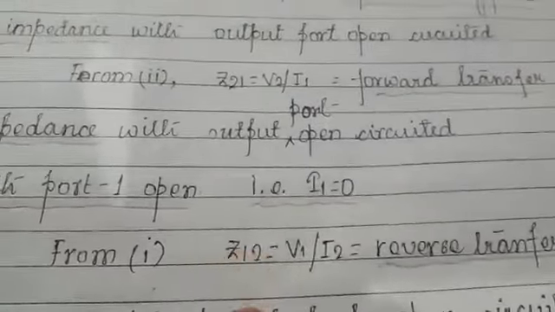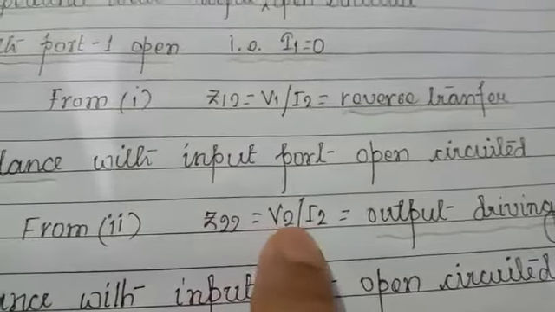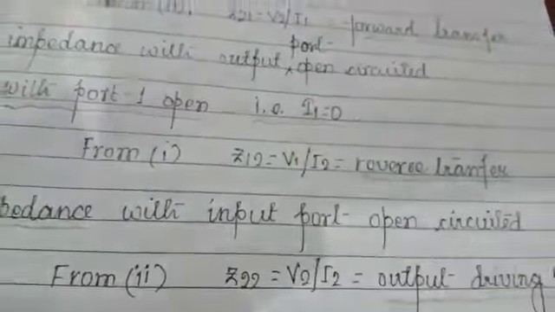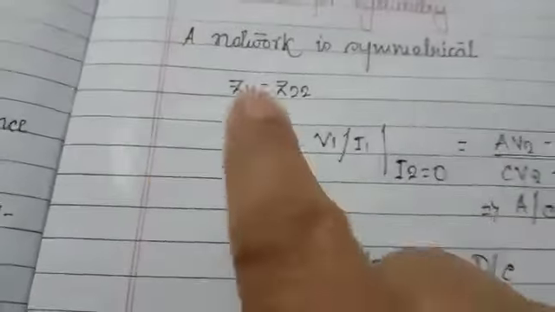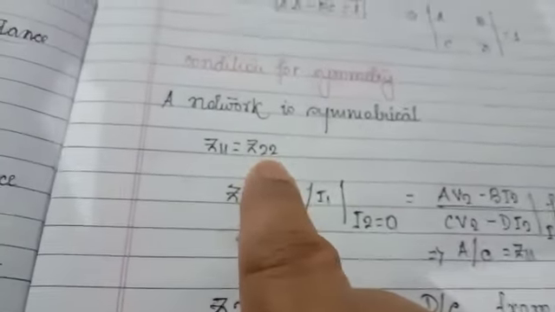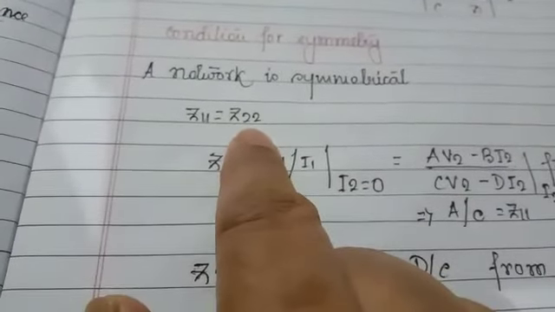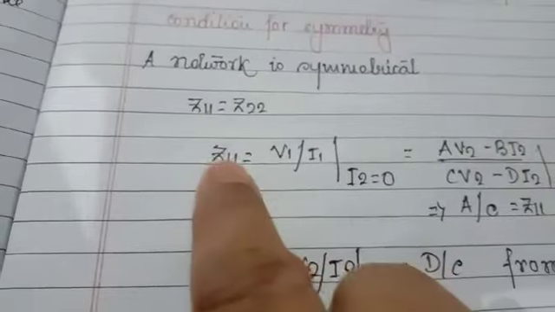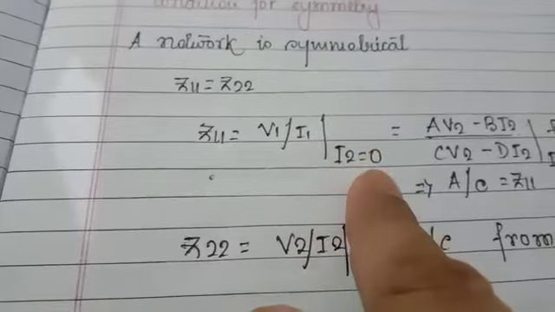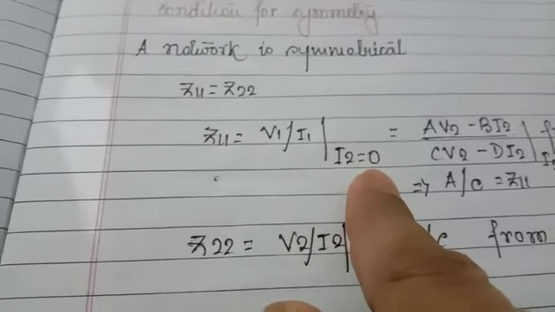And what was Z22? Z22 was V2 by I2 with I1 equal to 0. So if you go through that, you will remember that Z11 is equal to Z22 was the condition for symmetry in the case of a two-port network in terms of Z parameters. And now Z11 is equal to V1 by I1 with I2 equal to 0.